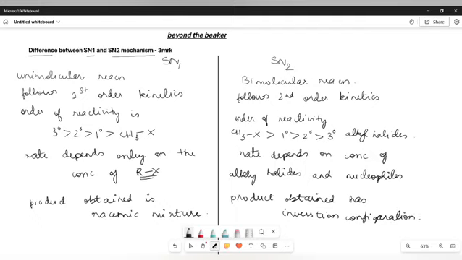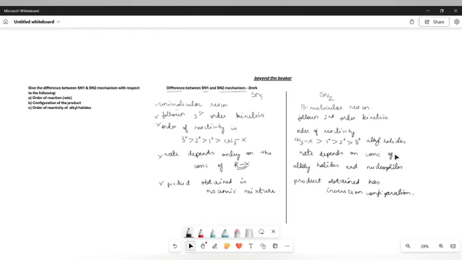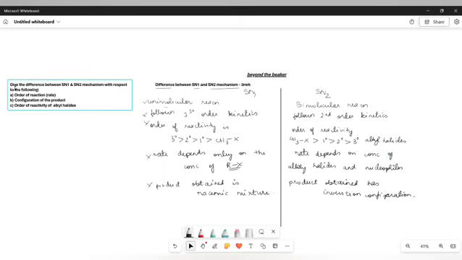Actually, I gave 5 differences here, but in the PU board, they are asking any 3 differences. See the question in the model paper. In the model paper, the question is like this: give the difference between SN1 and SN2 mechanism with respect to the order of the reaction.